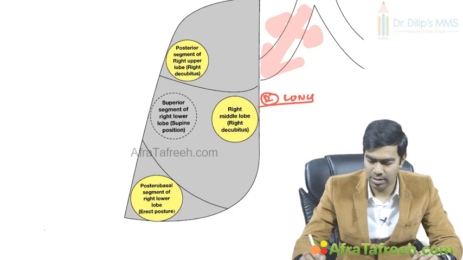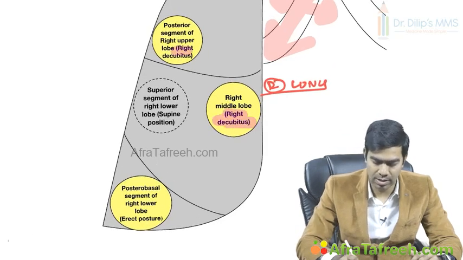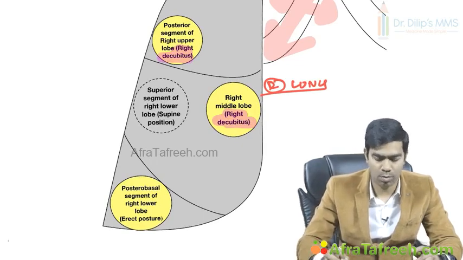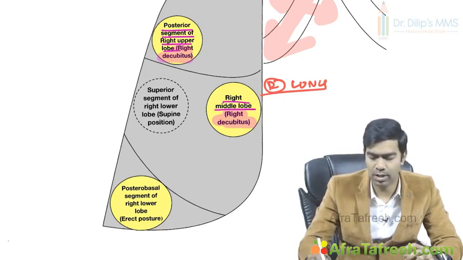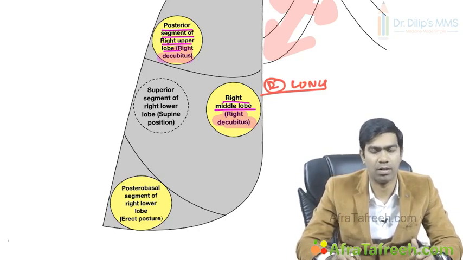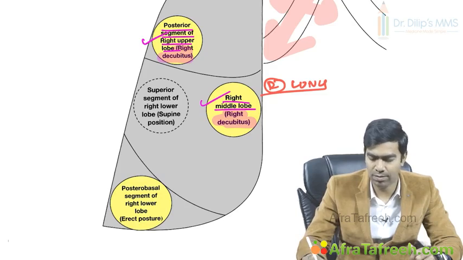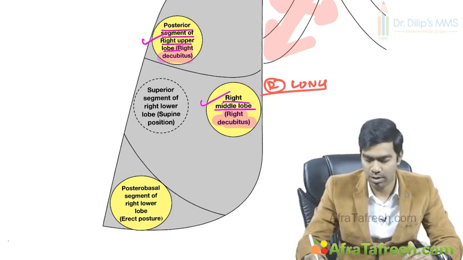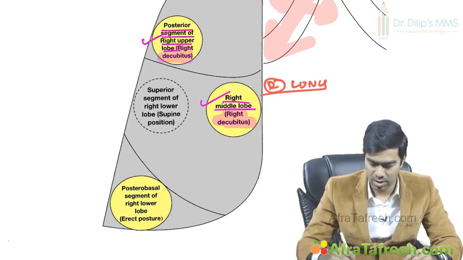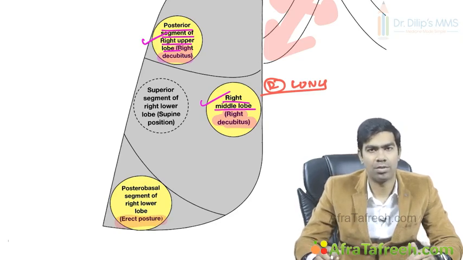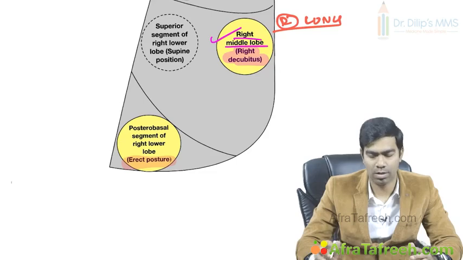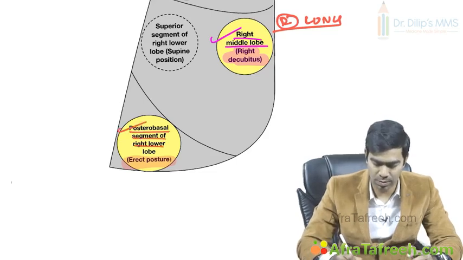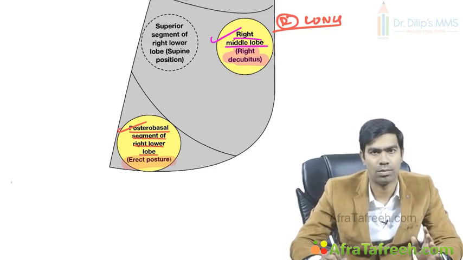And what you can see here is that in the right decubitus posture, 2 areas are prone to aspiration. One is the posterior segment of the right upper lobe, and the other is the right middle lobe, especially the medial segment of the right middle lobe. So these are the sites prone to aspiration if the patient is in the right decubitus posture. If the patient is in an erect posture, that is sitting or standing, it is very rare to get aspiration, but if they do, the usual area of aspiration will be the posterobasal segment of the right lower lobe.